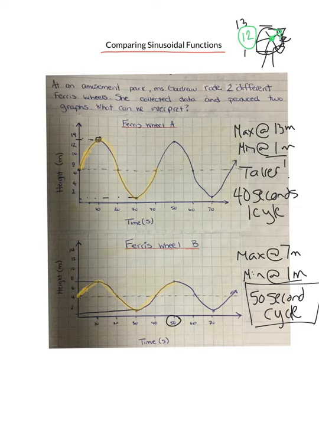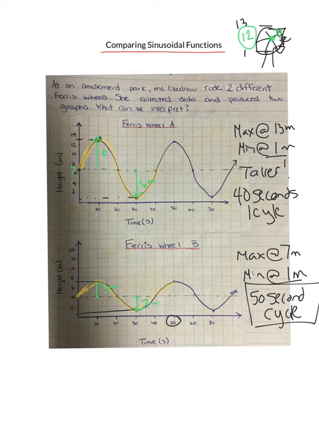Now this one was pretty easy to do in our heads, and because I have the graph, it's even easier yet. I could say the middle point is at 7, and so from 7 to 13, that's 6 meters, or from 7 to 1, that's 6 meters. Same thing with Ferris wheel B. My middle is at 4, and it goes up to 7, so that's an amplitude of 3 meters. Or from 4 to 1, again, 3 meters.